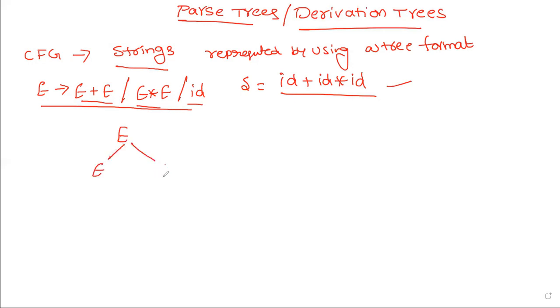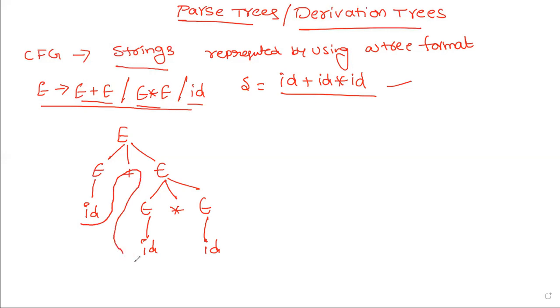E plus E. Suppose I am moving into E plus E. Now, suppose if you are using leftmost derivation, I am replacing this E with ID. In the next iteration, plus is a terminal, no need to modify. This E is replaced with E into E. In the next iteration, this is replaced with ID. This is replaced with ID. Now, what is the grammar? How to generate? Simply follow this one. Okay, ID plus ID into ID.